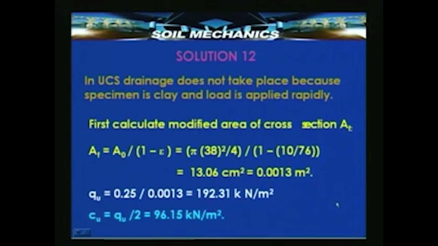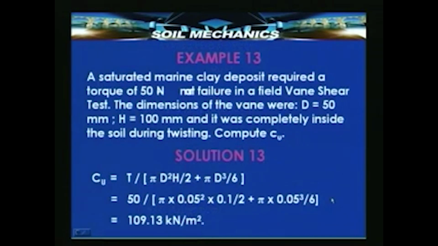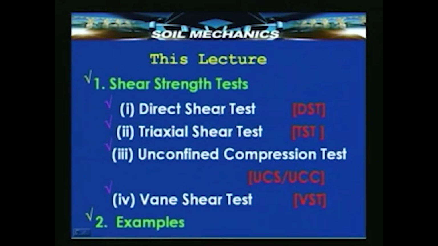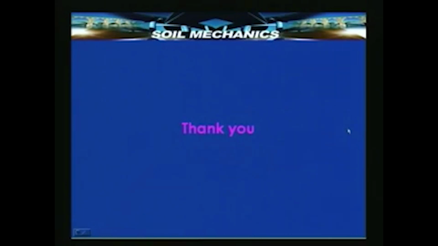Now, we will probably take a look at the vane shear test in a subsequent lecture. So, let us now summarize what we have seen today. In this lecture, according to the classification of shear strength based on the type of equipment used, we have completed seeing direct shear test, triaxial shear test and unconfined compression test and a few examples. In the next lecture, we will continue with this type of equipment used and see the vane shear test and proceed further with the undrained and drained conditions of testing. Thank you.